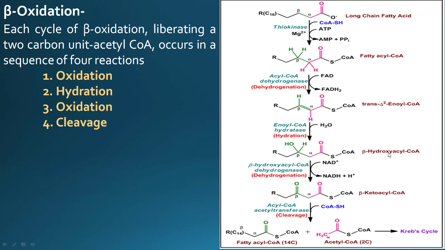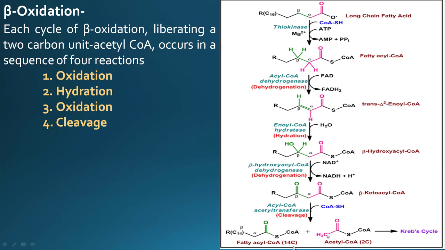This beta-hydroxyacyl CoA undergoes a dehydrogenation reaction with the help of the enzyme beta-hydroxyacyl CoA dehydrogenase. In this reaction NAD is converted into NADH. Dehydrogenation on beta forms a carbonyl group, forming beta-ketoacyl CoA, and that beta-ketoacyl CoA undergoes a cleavage reaction with the help of the enzyme acyl-CoA acetyltransferase, where coenzyme A is used.